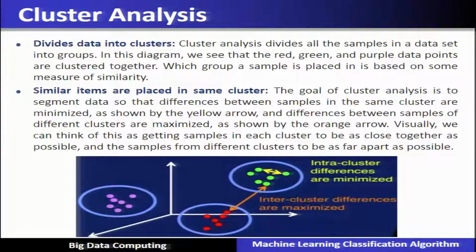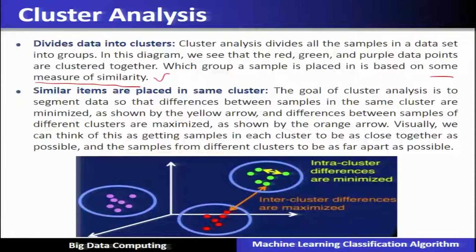Similarly, we can divide the data into clusters. Cluster analysis divides the samples of data into groups, and in this picture we can see there are 3 different groups shown with their members as red, green, and purple data points. They are grouped together based on some measure which is called a similarity measure. We are going to see what we mean by the similarity measure. So this clustering or cluster analysis is with reference to some measure of similarity. We are going to see this term in more detail in the further slides.